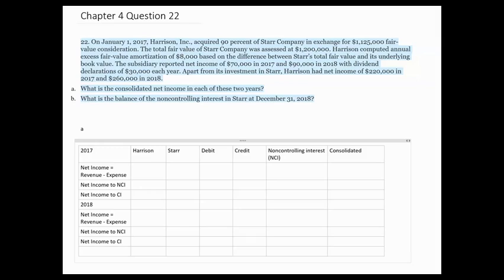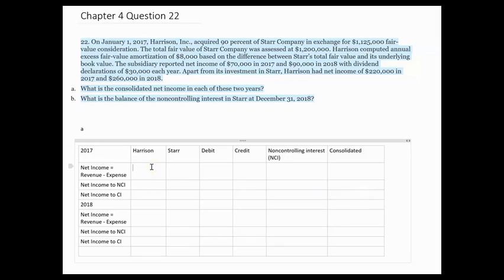Harrison computed annual excess fair value amortization of $8,000 based on the difference between Star's total fair value and its underlying book value. The subsidiary reported net income of $70,000 in 2017 and $90,000 in 2018, with dividend declaration of $30,000 each year. Apart from its investment in Star, Harrison had net income of $220,000 in 2017 and $260,000 in 2018. Question A: What is the consolidated net income in each of these 2 years?